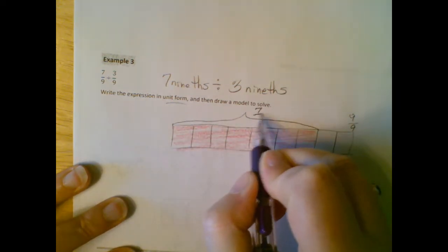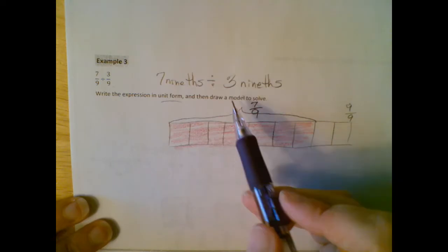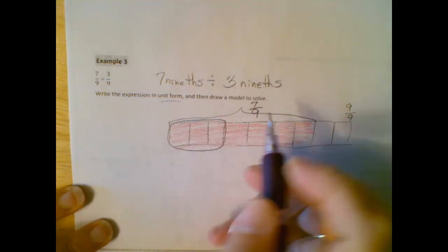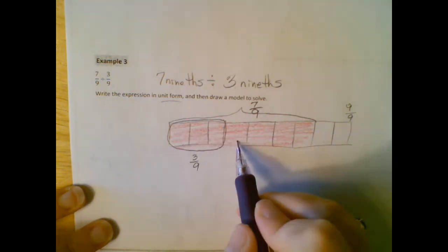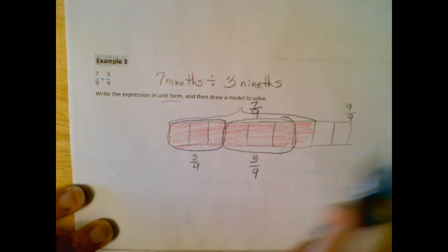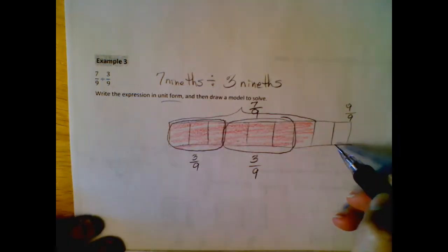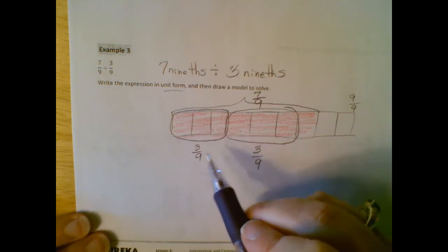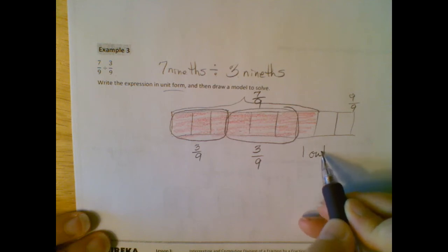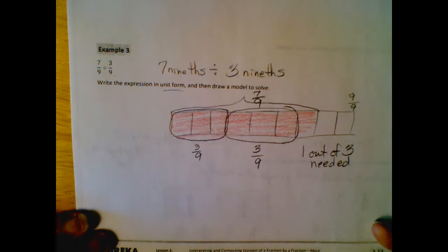that I need to break up. 7/9. I'm going to break it up into groups of 3/9. 1, 2, 3. There's one group of 3/9. 1, 2, 3. Another group of 3/9. But I don't have another full group of 3/9. So that's what makes it a little different than last time. So I have 2 full groups of 3/9 with 1 out of the 3 needed to make the next group.